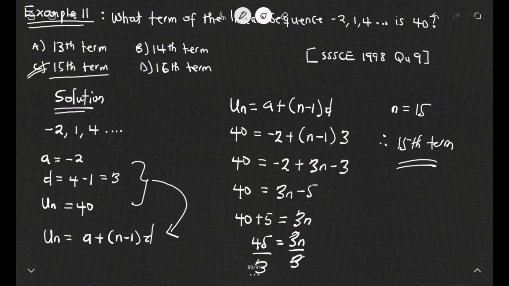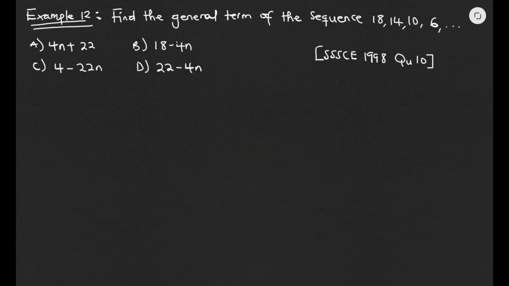All right, so let's go ahead and look at another example. Example number 12. We are to find the general term of the sequence 18, 14, 10, 6, and it continues. We have A, 4n plus 22. Option B is 18 minus 4n. Option C, 4 minus 22n, and option D, 22 minus 4n. And this is the SSC 1998 question number 10. All right, so let's go ahead and write down our solution.